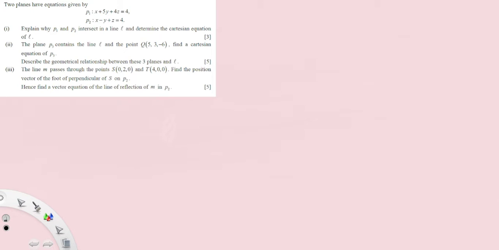Alright, so here's how I do it. We are given two equations of a plane and we want to explain why they intersect. For the first part, you just need to examine the relationship between two planes, which are either parallel or intersect. If they're not parallel, they definitely intersect. So that's what we need to prove.